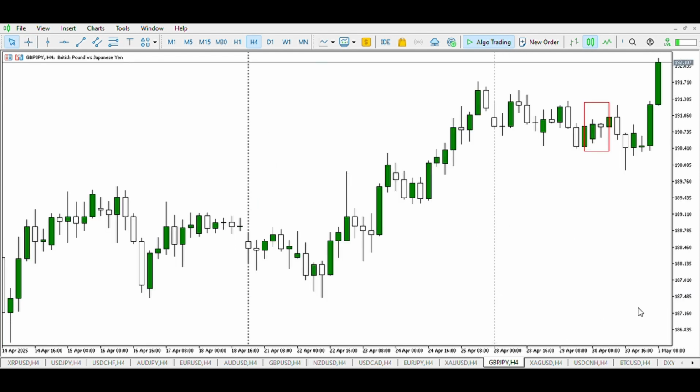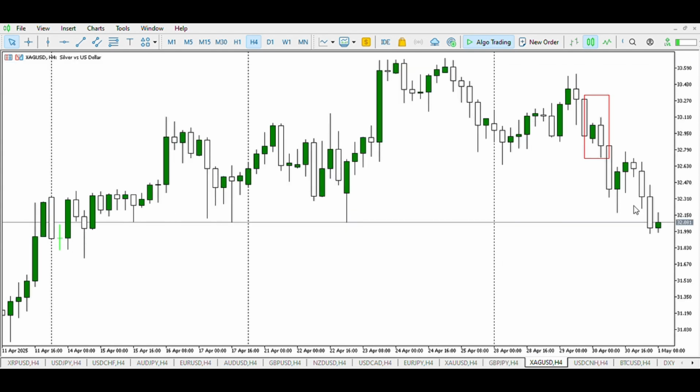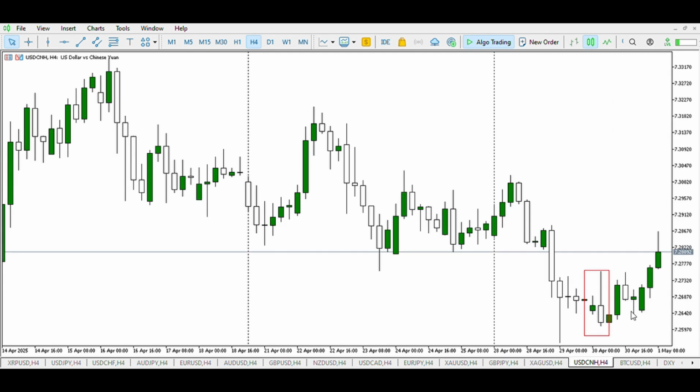On GJ, we see a similar pattern to USD JPY. We make no conclusion on this pair. On silver, we see price rallying down. We make no conclusion on this pair. On USD CNH, we see price rallying up. We make no conclusion on this pair.